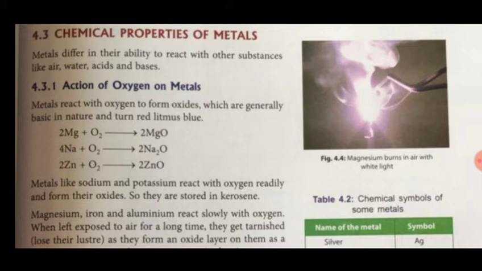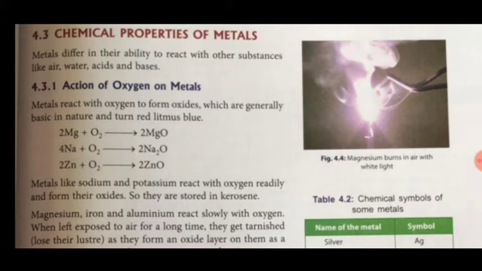Metals usually react with oxygen to form basic metallic oxides. When these oxides are tested with litmus paper, they generally turn red litmus to blue, showing that they are basic in nature. Metals like sodium and potassium are highly reactive. They react with oxygen readily to form their oxides, so they are stored in kerosene.